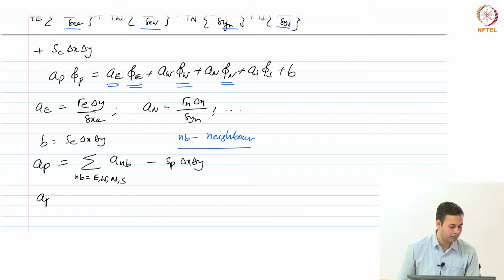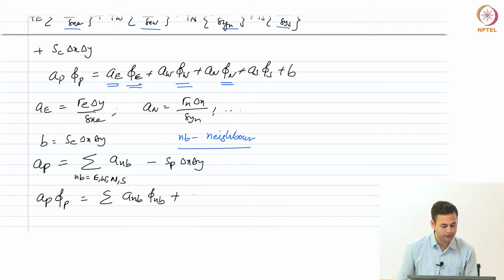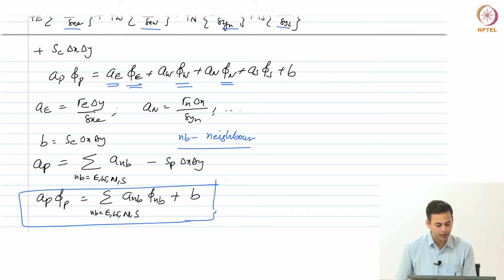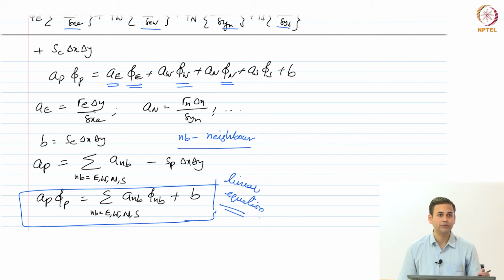I can write this as aP phiP equals sigma anb phinb plus b, where nb is basically capital E, W, N and S. So, this is our final linear equation, the discretized linear equation, which we have to write one such equation for every cell, and then we have to use some linear solver to obtain the solution for phi all over the domain. Questions till now? Is this part clear?